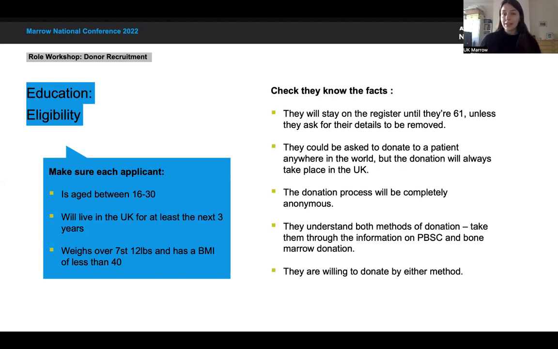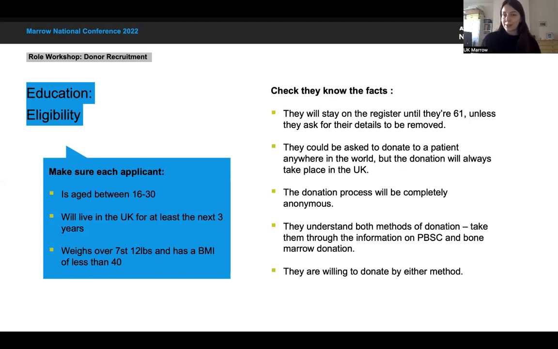Now, but say your donor is between 16 and 30, has a UK home address for the next 3 years, and just on a side note, that excludes any sort of traveling or years abroad. As long as their home address, like their parents' address or something, is in the UK, that's totally fine. And then they do weigh over 50 kilos, then you can check that they're totally fine to sign up. So what you maybe want to tell them is that they're going to stay on the register until their 61st birthday. On their 61st birthday, they get taken off the register because they won't be called up to donate anymore.